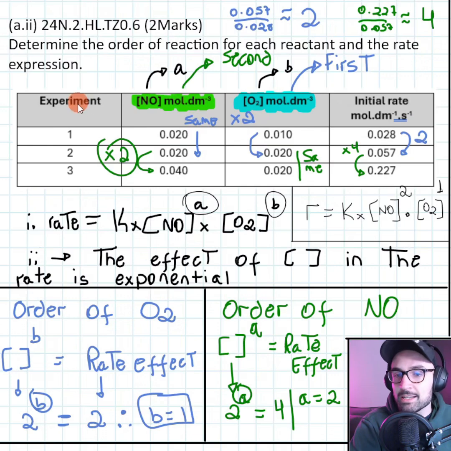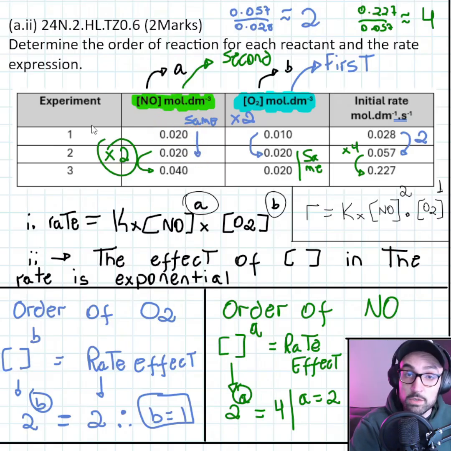We need to find a set of 2 trials or 2 experiments in which the concentration of O2 changes, but the concentration of the other reactant, in this case nitrogen monoxide, stays the same. If you look at experiments 1 and 2, the concentration of oxygen is doubling. It's going from 0.010 to 0.020, and the concentration of nitrogen monoxide is staying the same, 0.020 and 0.020.